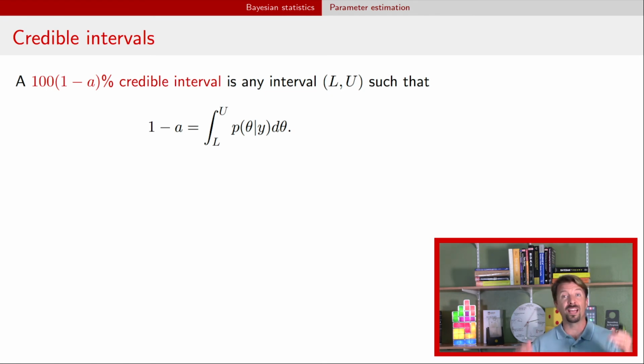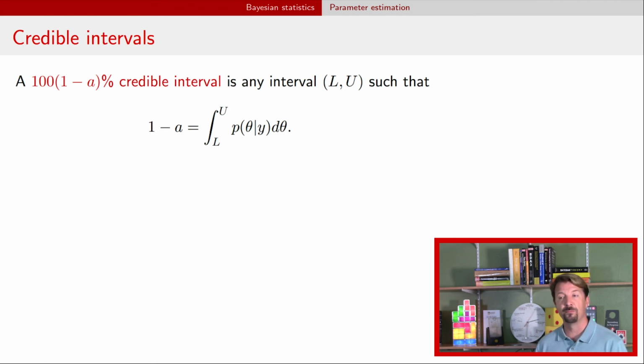So a credible interval has two values because it forms an interval. So we have a value that's the lower endpoint and a value that's the upper endpoint. And the key with this credible interval is that what is required is that if we integrate the posterior density from L up to U, that is across those endpoints, then that probability must be 1 minus a. Okay?